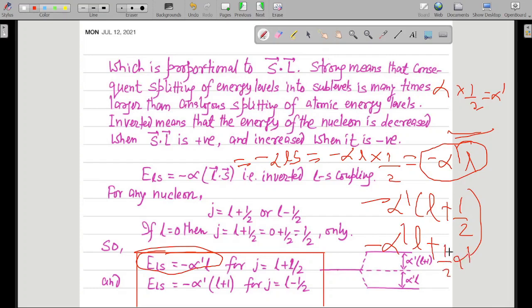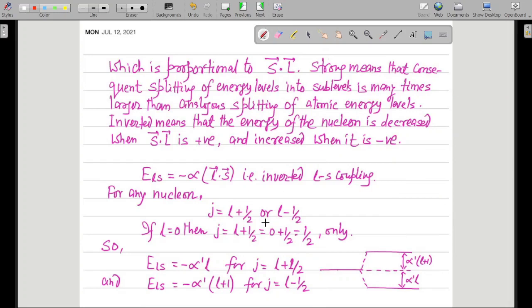Half alpha dash, let me see properly, just a second friends. Just a second, whether I have made some mistake in writing or not, I have to see, just a second.